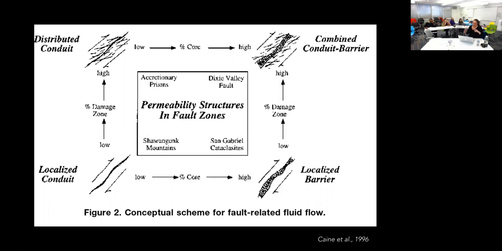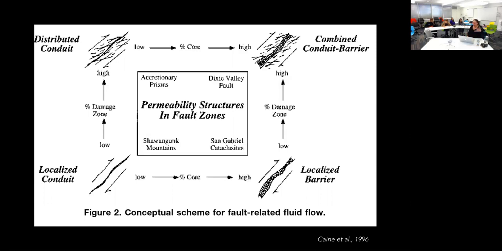So what we've got here is basically like a plot. Damage zone permeability increases on the vertical axis. So the top examples have high permeability in the damage zone, and the bottom examples have low permeability in the damage zone. And then on the horizontal axis, we have the permeability of the fault core. So the fault core has low permeability on the left and high permeability on the right. So it's basically like a grid. We have four possibilities and combinations here.